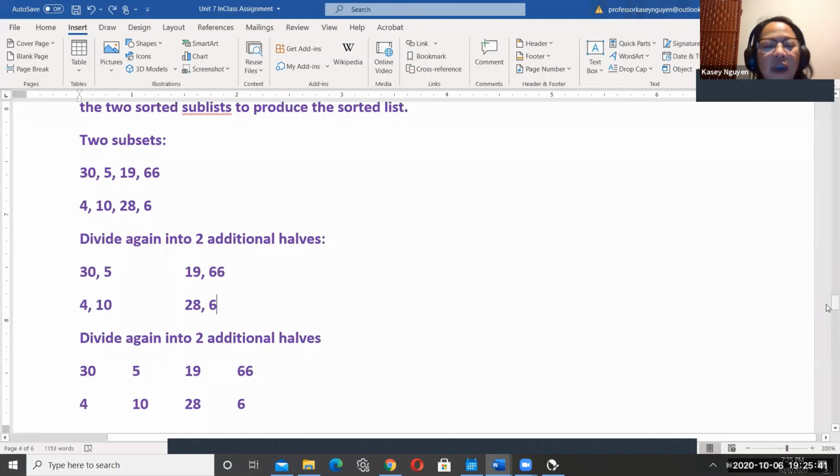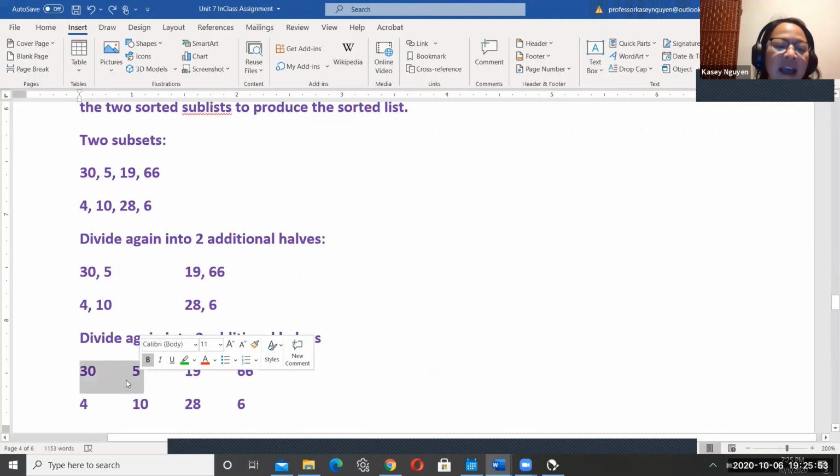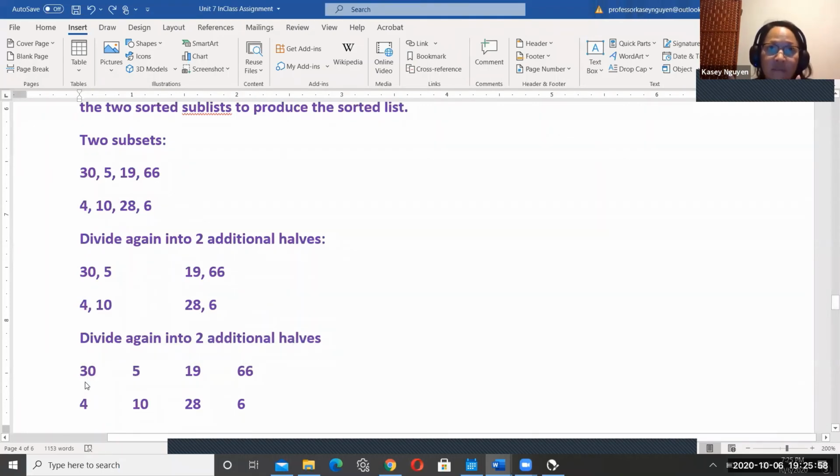So once you have it divided all the way down to 8 subsets of one value each, then you compare. So we would first compare the 30 and the 5, right? So 5 and 30 would swap, merge them. Then we would have 19 and 66 compare. 19 is lower than 66, merge.